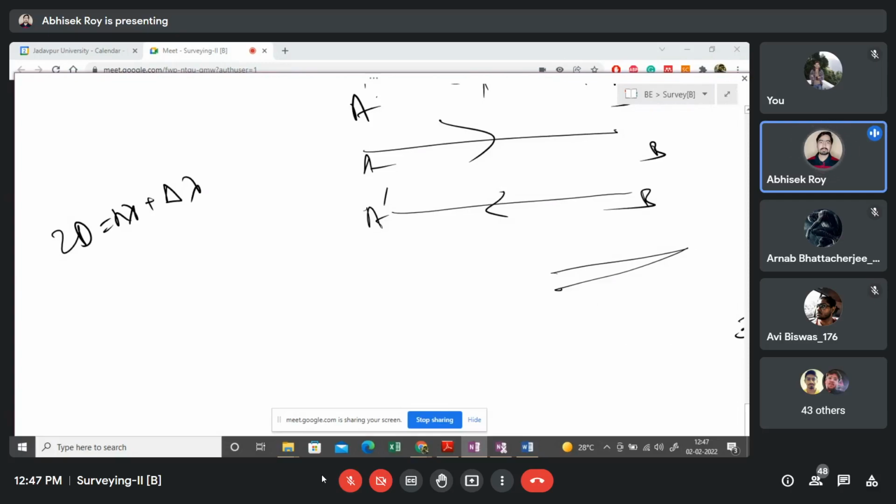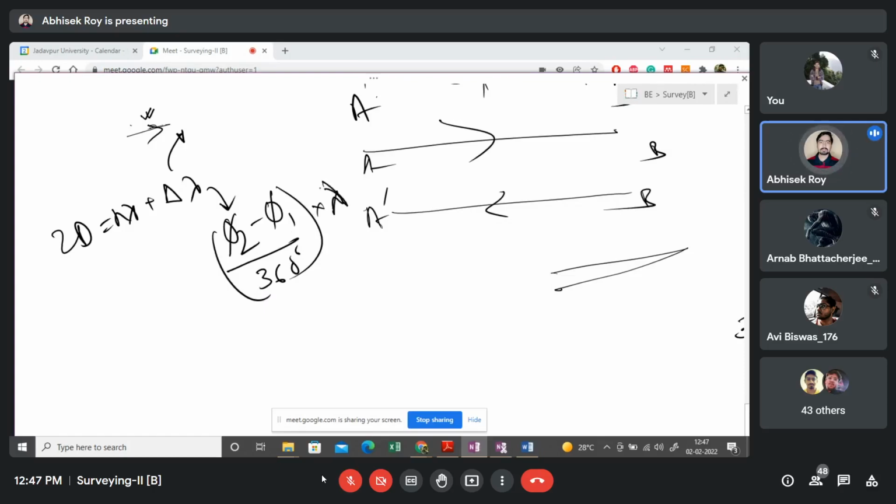Now, how will delta lambda be measured? It will basically be measured by the phase difference. That means the phase of the starting ray and the phase when it is received. By taking the difference between those 2 phases, that is phi 2 minus phi 1, and dividing it by 360 degree, you know how much part of the lambda is completed, and if you multiply that by lambda, you know the delta lambda. So in this way the machine will calculate the delta lambda.